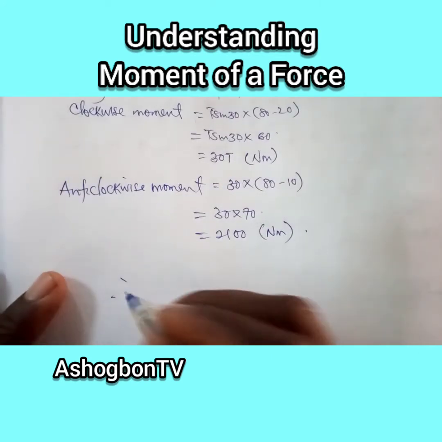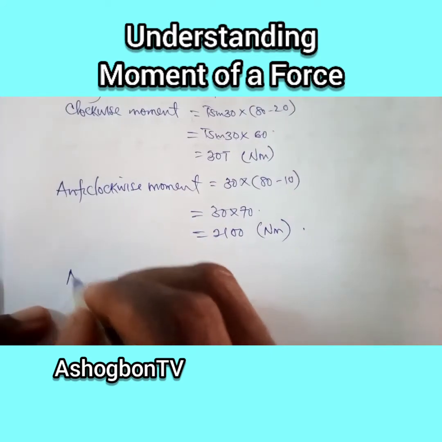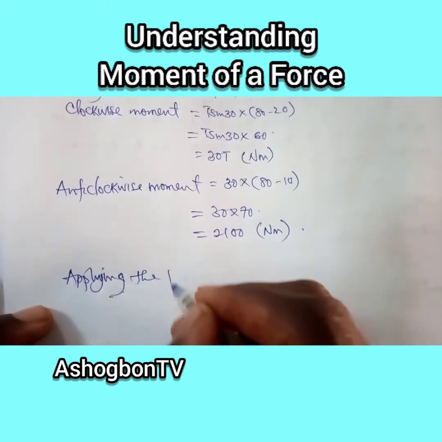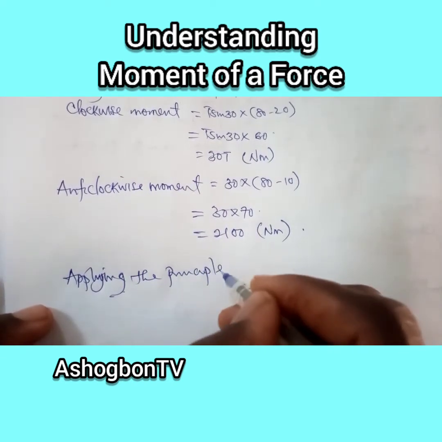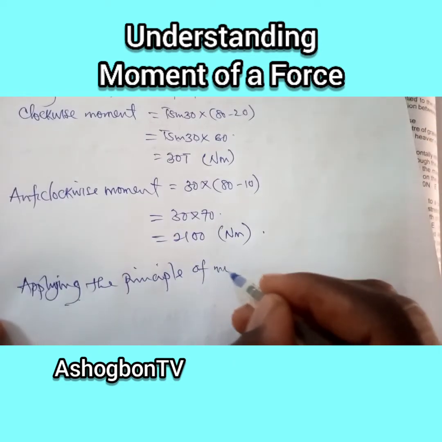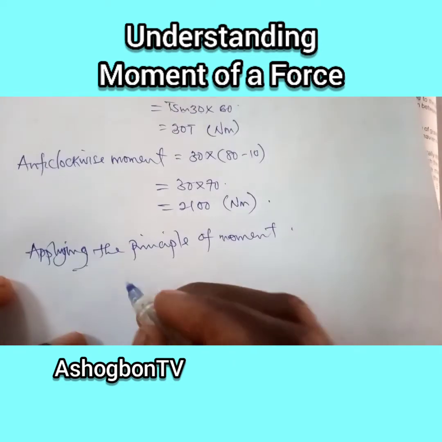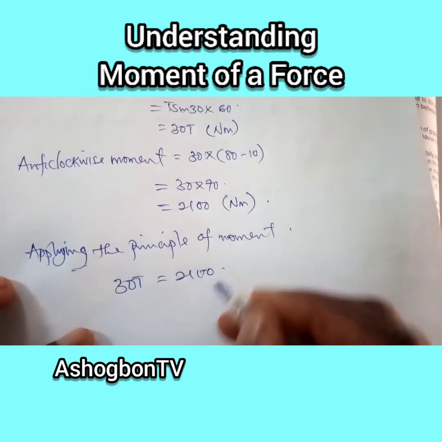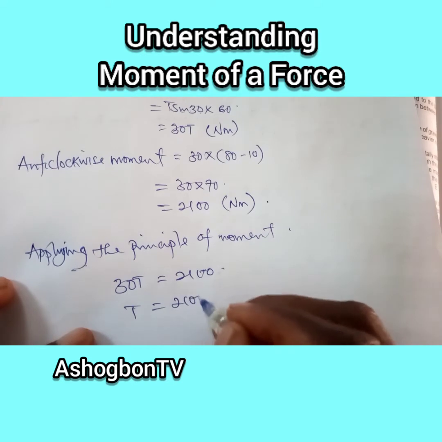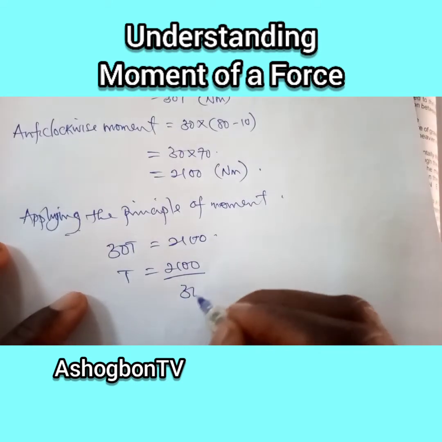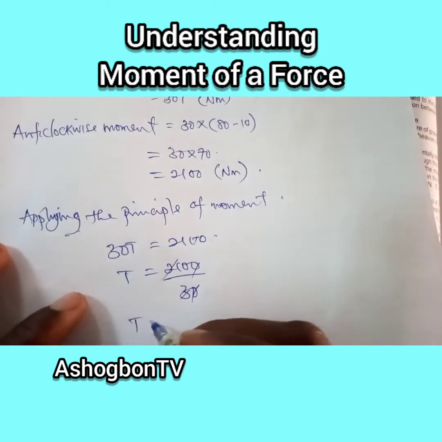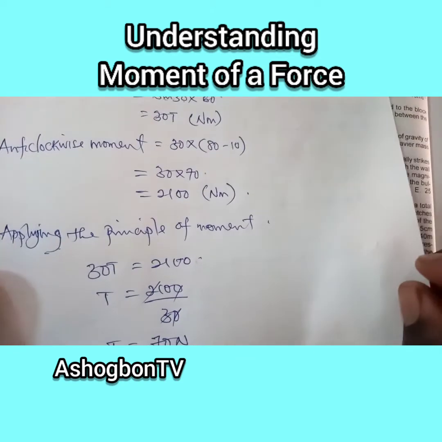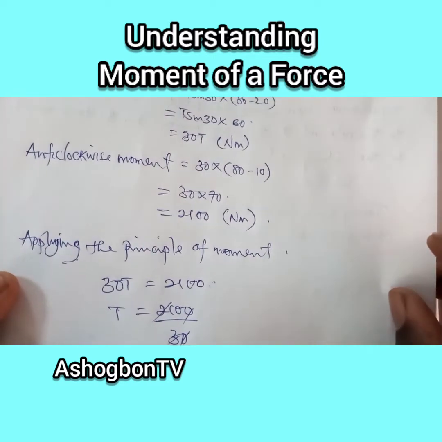So tell me, what will this be? If you equate them, that means you are applying the principle of moment. So that is going to be 30T equal to 2,100. So what will be your T? 2,100 divided by 30. So that gives 70. So you have 70 Newton, and that is our answer.